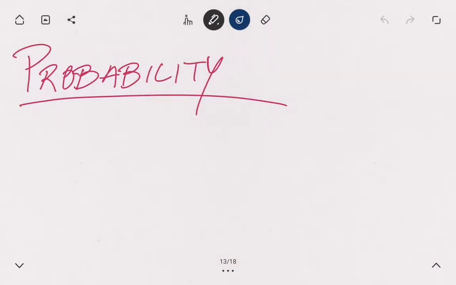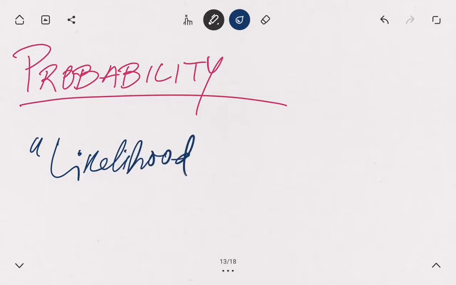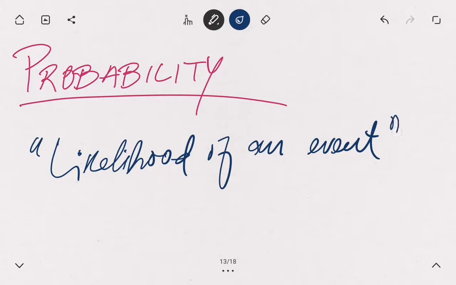Now going to probability. The frequency and probability, these two are different things. So probability is the likelihood of happening of an event. It's a likelihood of an event, and this is independent of time. This is not time dependent.